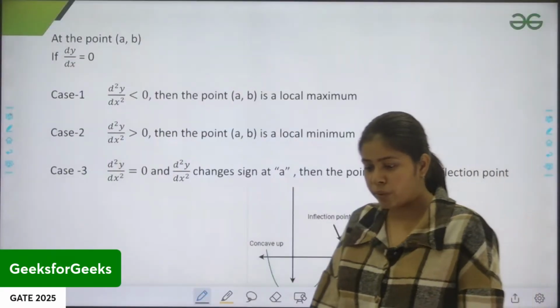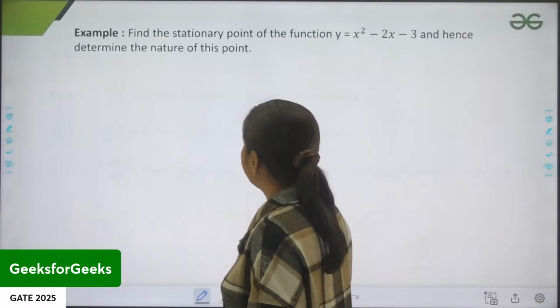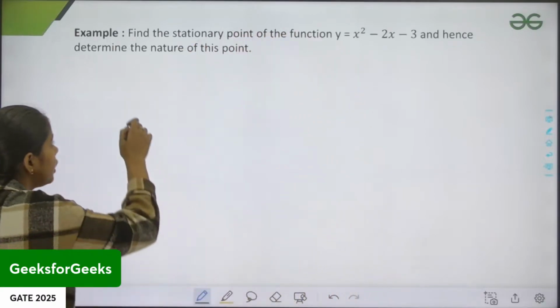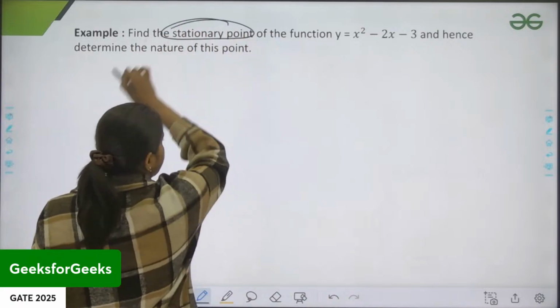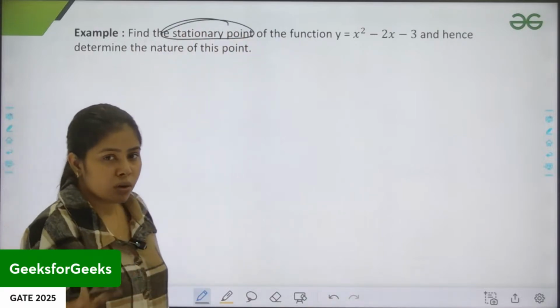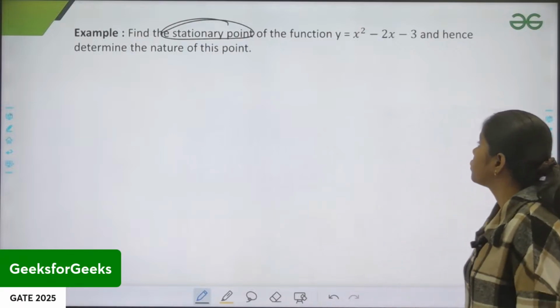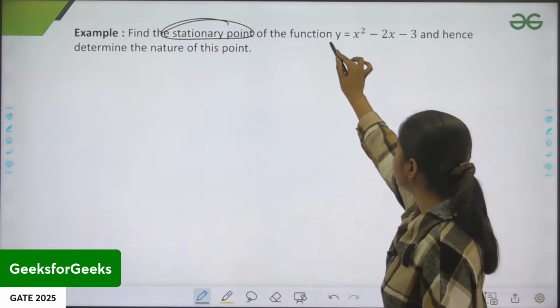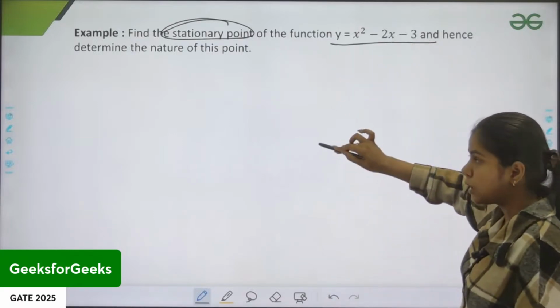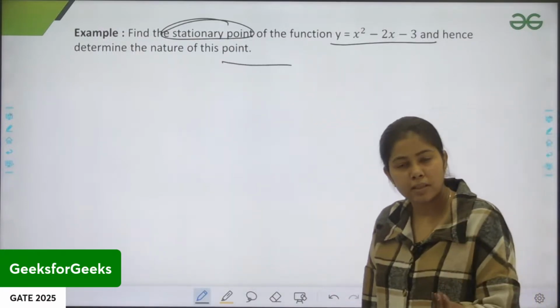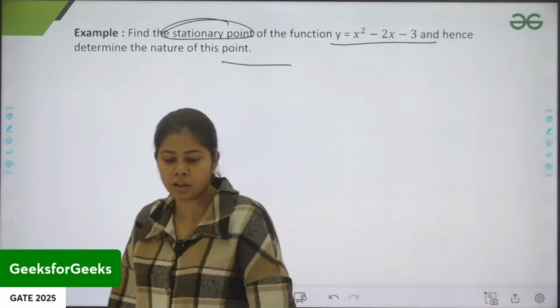So now we know what an inflection point is. One more thing, guys: we call a critical point a stationary point as well. Critical points are also called stationary points. So when they say find the stationary point, that means find the critical point, and when they ask to determine the nature of this point, that means determine whether it is maxima, minima, or inflection.